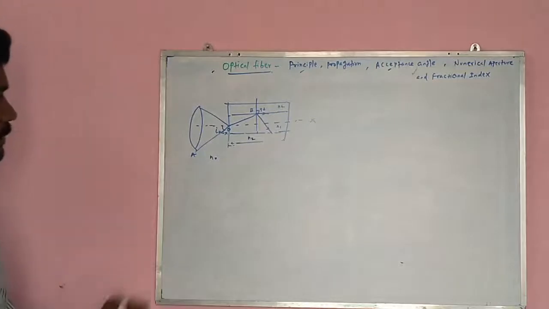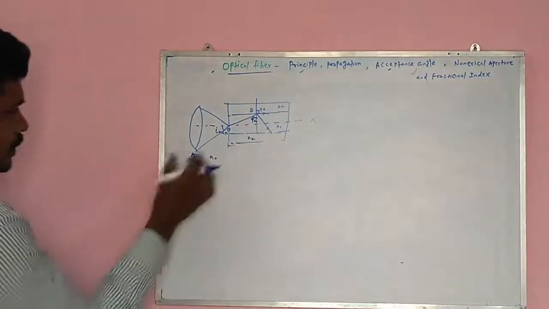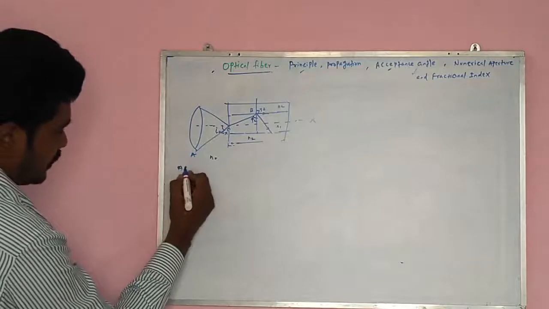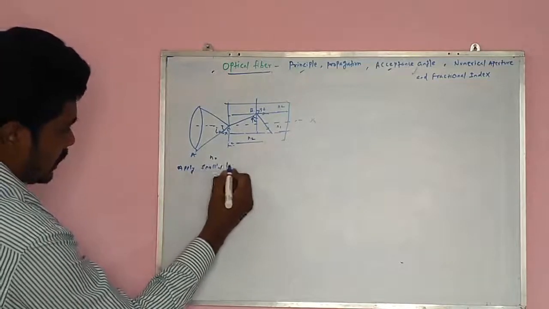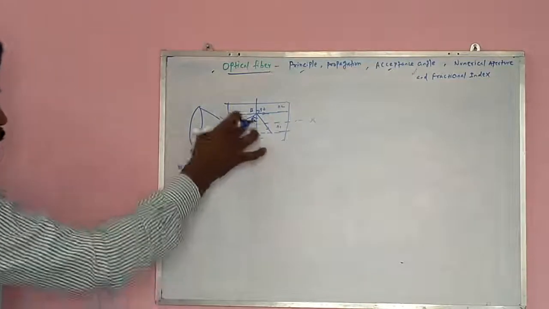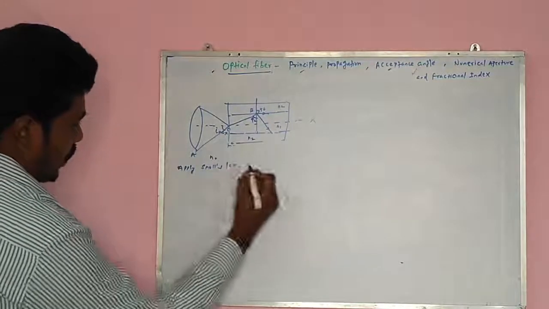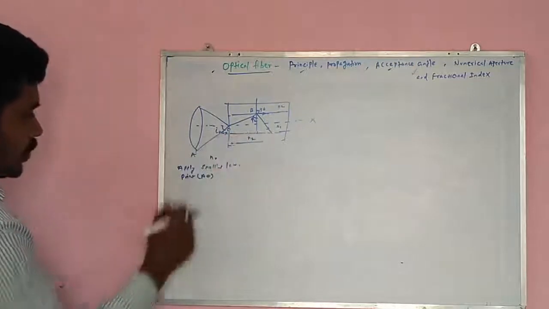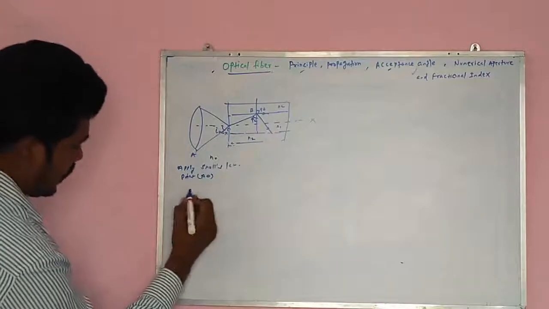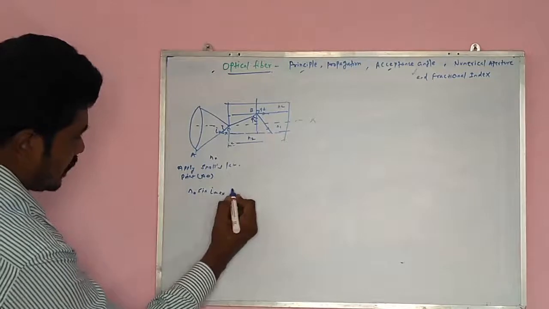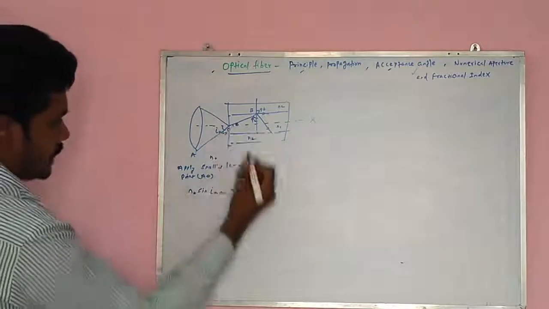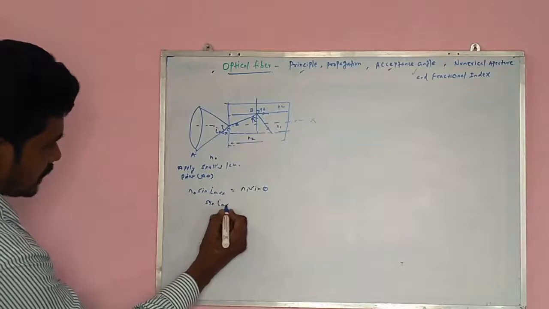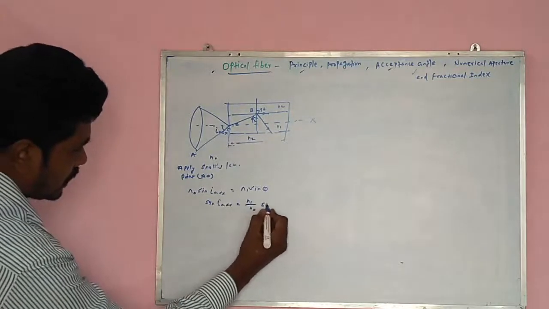So first of all, consider the two points, point A and point O. Next, consider another point B. Just apply Snell's law: the input refractive index equals the output refractive index. Consider the point O. The input refractive index term N0 sine I max is equal to N1 sine theta. So sine I max equals N1 by N0 into sine theta.